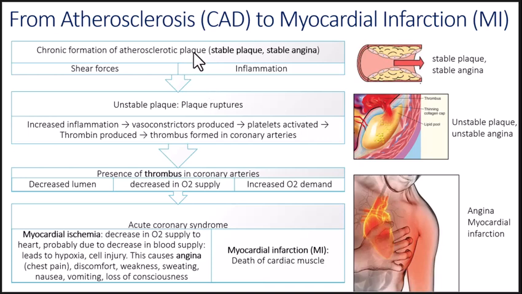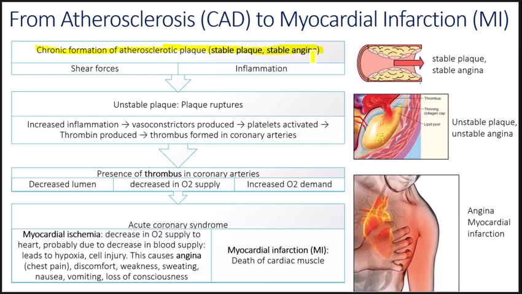Okay, so let's carry on a little bit with some repeat. Chronic formation of atherosclerotic plaques is quite common. And this chronic state is really considered a stable situation. It's a stable plaque. It can also lead to stable angina. And I introduced this in class as being a type of angina that is predictable. So stable angina is predictable.